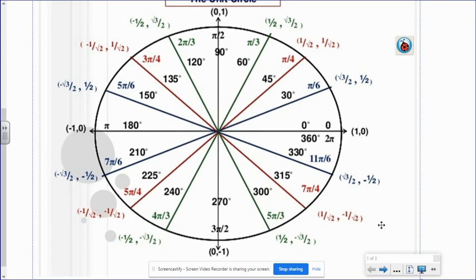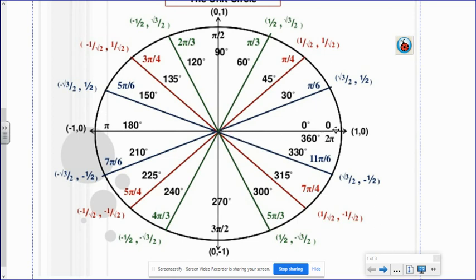Well, then what about the radians? So the formula for the circumference of any circle is 2 pi times the radius. Well, it's called the unit circle because the radius is 1. So that would be 2 pi times 1. So the circumference of the unit circle is just 2 pi.